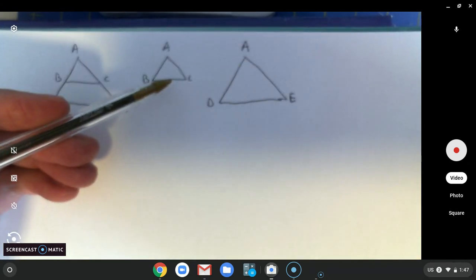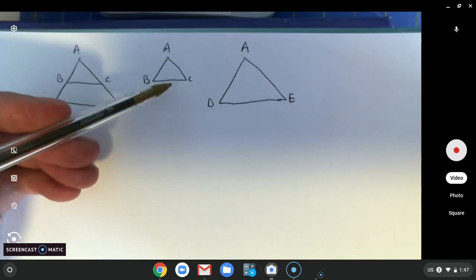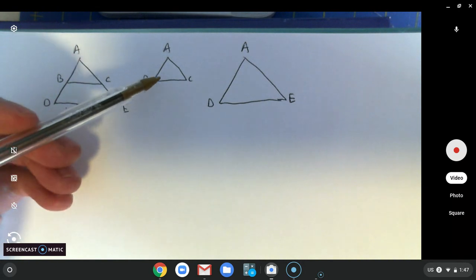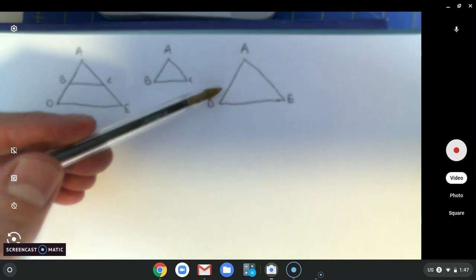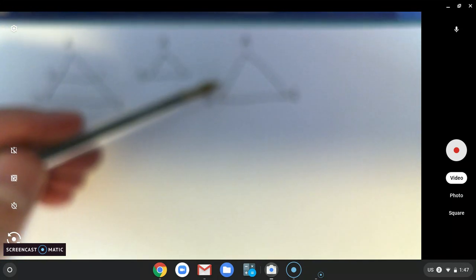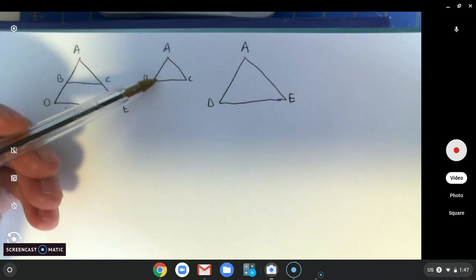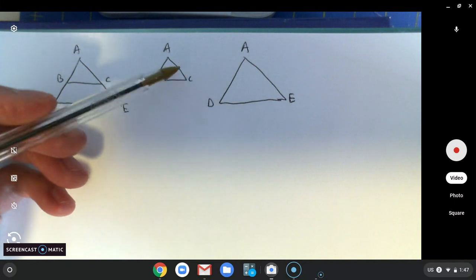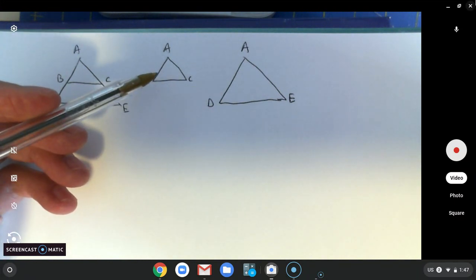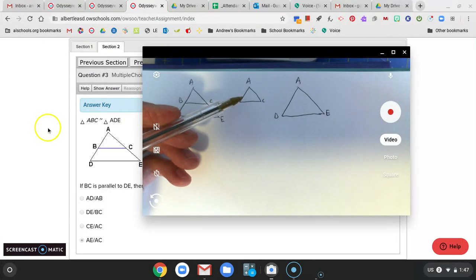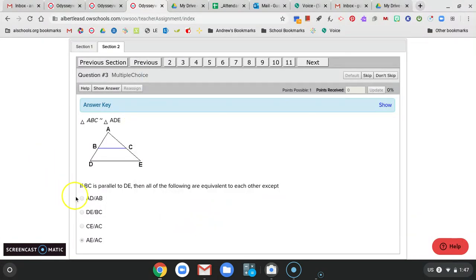We can kind of see that side AB and side AD match. One's going this way, one's going that way. So they kind of match up. We call those corresponding sides. And here's how that relates to your problem over here. AB and AD are corresponding. They match up.